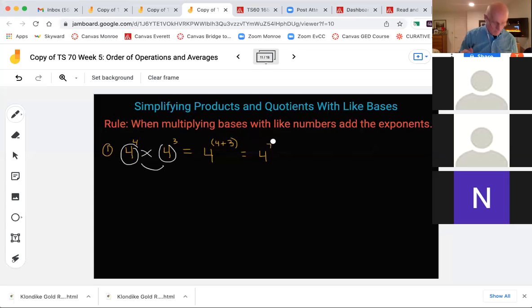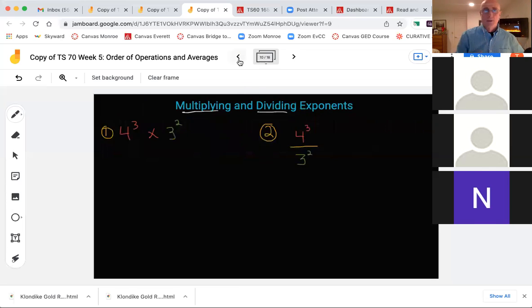There's a button to press 4 to the 7th. Having said that, if I go back to this screen here, I would have to do the math. If you'll notice, I've got different bases. So I would have to do 4 times 4 is 16, times 4, get an answer, and take that answer times 9. 3 squared is 9. That's how I would do that.